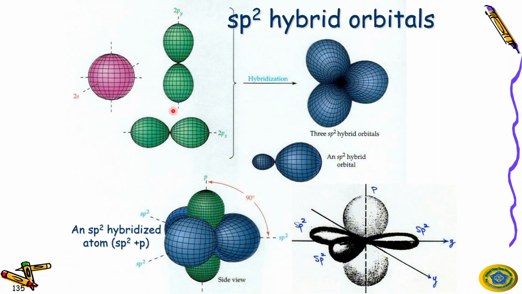sp2 is 2s, 2px, 2py, and hybrids look like this. So it's sp2 hybrid orbitals. You have 3, and it looks like this in the same plane. However, you have 1 extra p here. So this is sp2, and the p orbital here. Okay, this is sp hybrid orbitals.